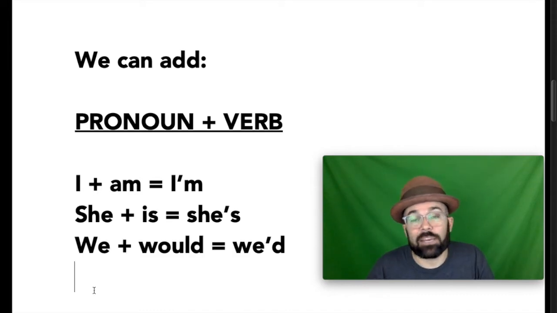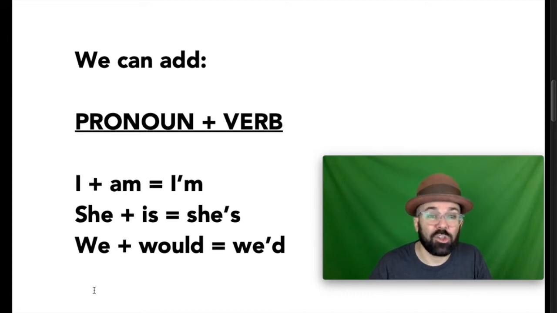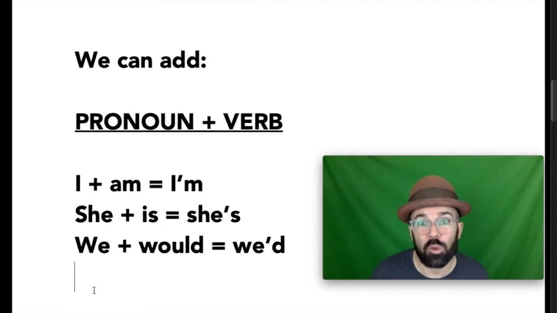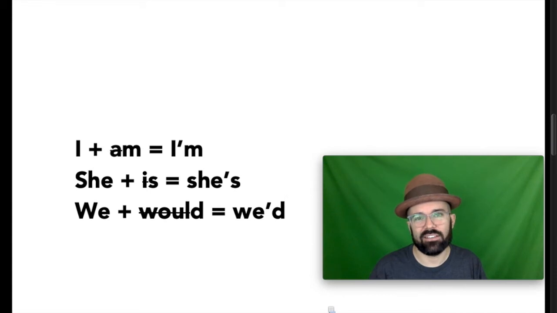And the final example, though there are a lot more, is we would. We would can be shortened to we'd. We remove the W, the O, the U, the L, and all that's left is the D. So now the apostrophe goes where the W-O-U-L would have been. Poof! Here are those examples again, but I have drawn a line through the missing letters to make it a little more clear.